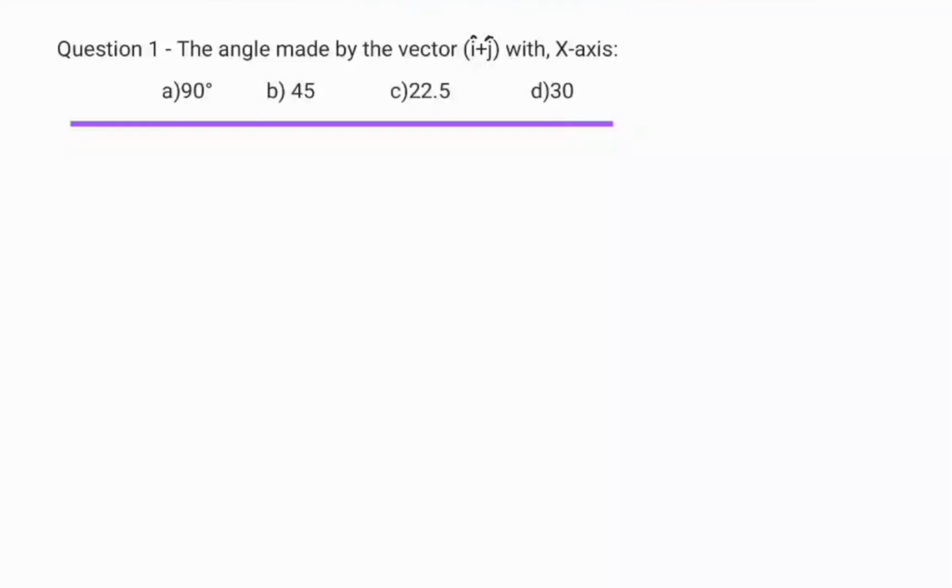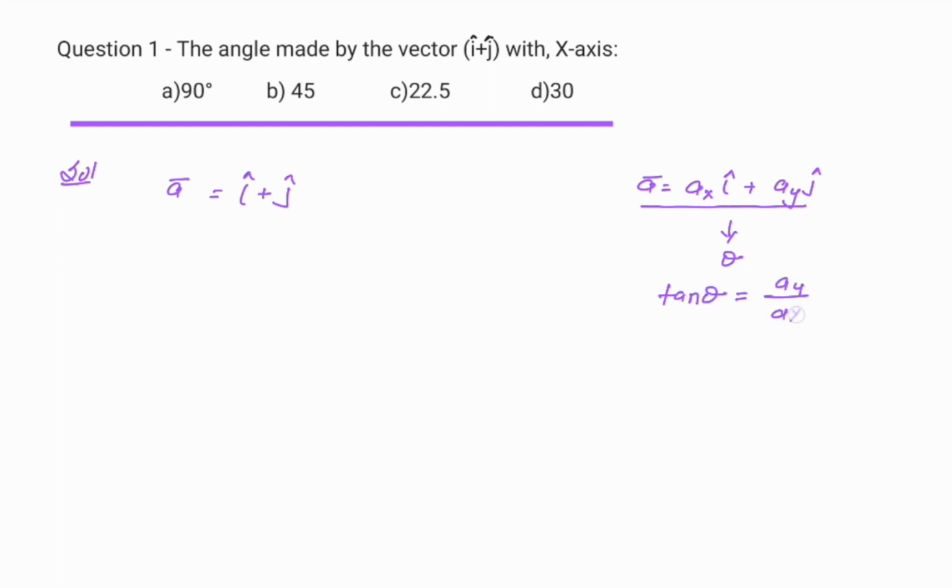The angle made by the vector i cap plus j cap with x-axis. Let's see how to solve this. Here the vector is given as i cap plus j cap. Let us consider this is a vector A. Now look, we know, suppose some vector is given like ax i cap plus ay j cap, and this given vector makes angle theta from the positive x-axis, then tan theta will be equal to ay upon ax. Same thing we are going to use in this numerical.